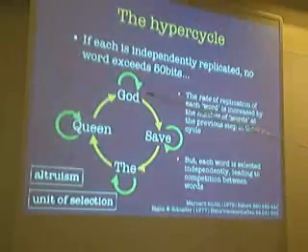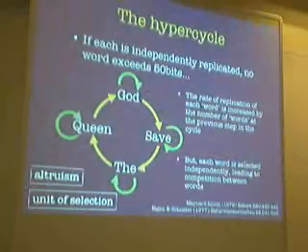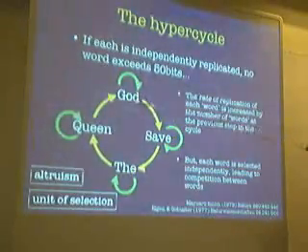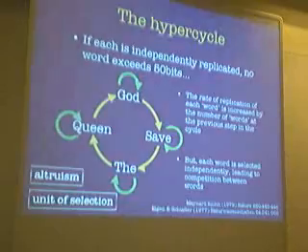So if God suddenly gets a bit better at copying itself than it is at copying save, the result is that it's going to tend to increase, but save will start to decrease because it's getting less help from God. So that means each word is actually independently being selected. So the unit of selection is actually each one of these, not the entire cycle. You'll get competition between the words, and the cycle will collapse. Alright?